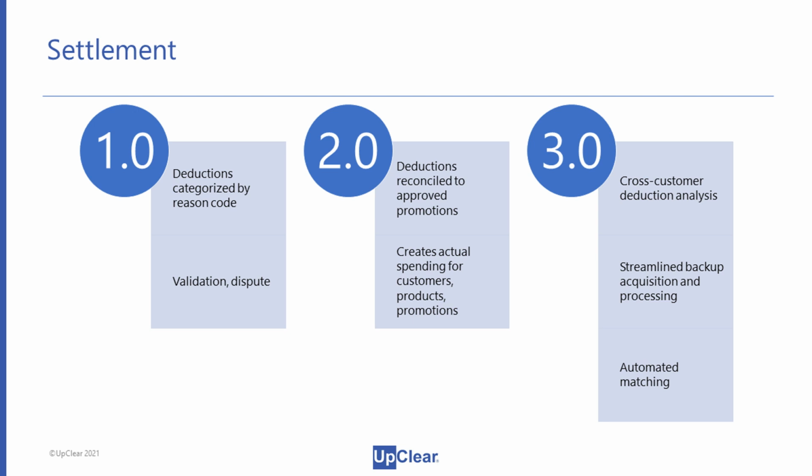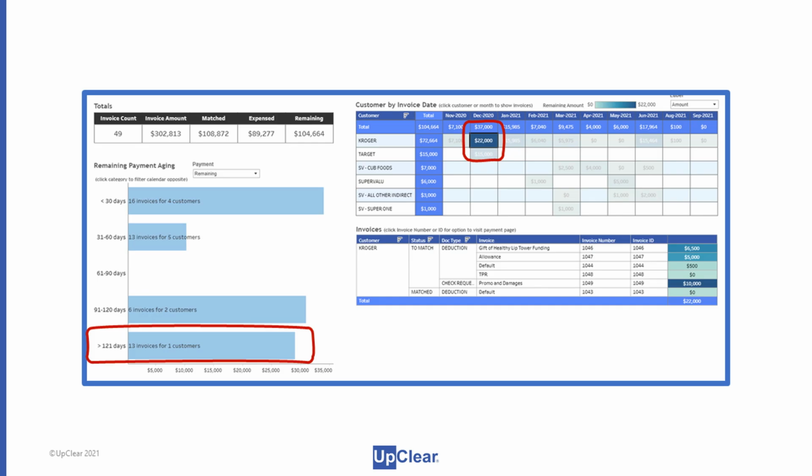Okay, and then in the 3.0 world, cross-customer deduction analysis, streamlined backup acquisition, processing those backups, and automated matching. Yeah, getting lost in the trees here is a common thing, right? So being able to take a step back and see the forest and understand where you're at may show you some areas where you didn't realize there are opportunities. So having a dashboard that gives you the big picture, where are you, who's driving your biggest outstanding balance? Maybe there's a long tail there that you didn't even realize. Systems and analytics can start to drive some insight to show you where you may have some bleeding of your trade spending and settlements that are less efficient.